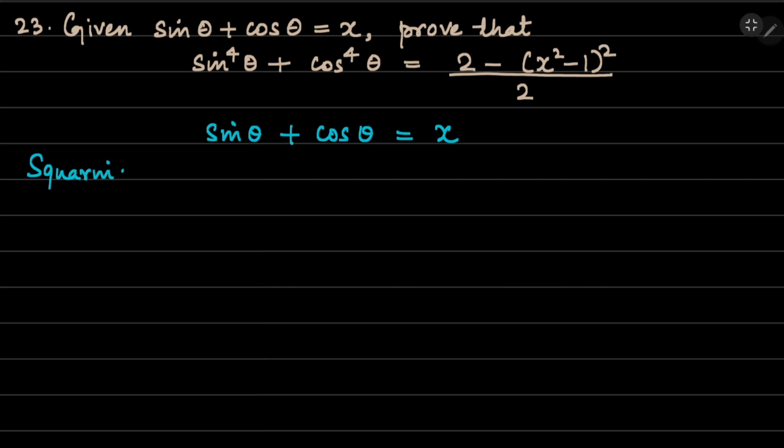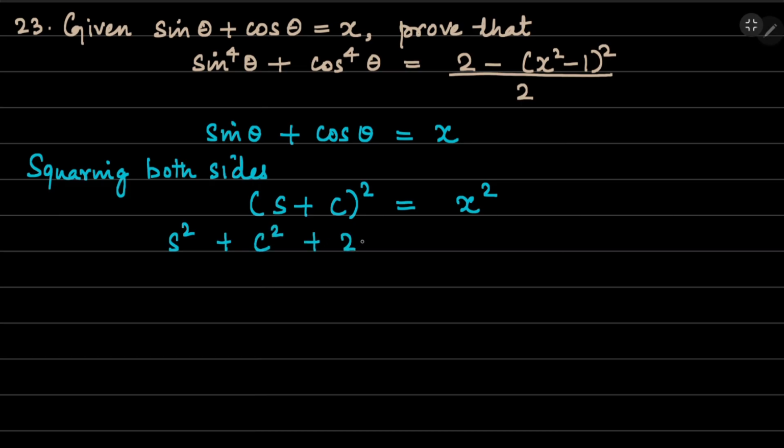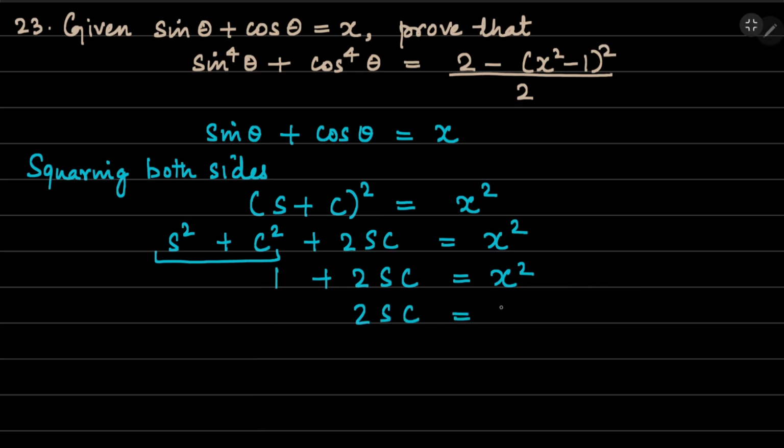Squaring both sides, what do you get? Sine plus cos the whole square is equal to x square. Expanding, a plus b the whole square is a square plus b square plus 2ab, equal to x square. What is sine square plus cos square? It is equal to 1. So 1 plus 2 sine theta cos theta equals x square. So 2 sine theta cos theta is equal to x square minus 1, and sine theta cos theta equals x square minus 1 by 2. Let's keep it as it is.